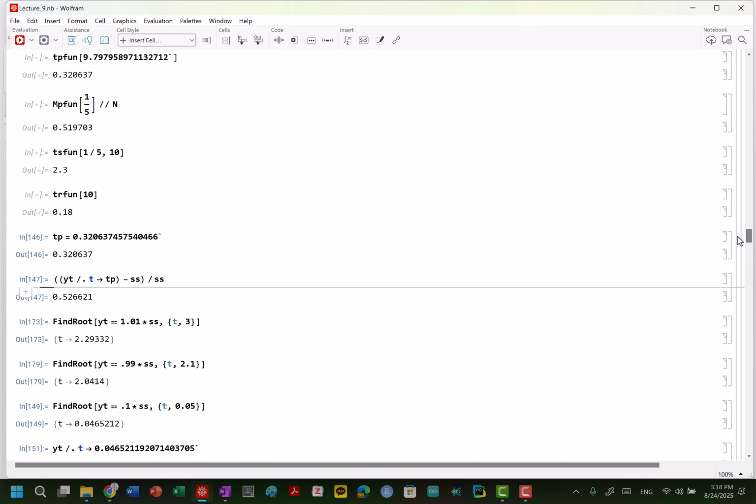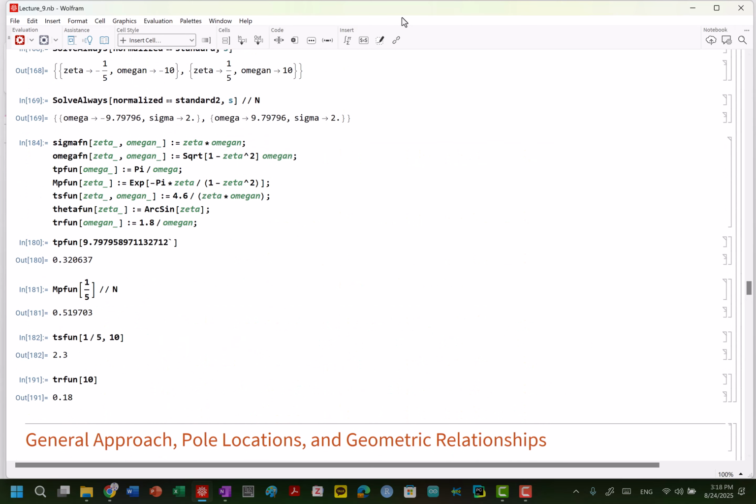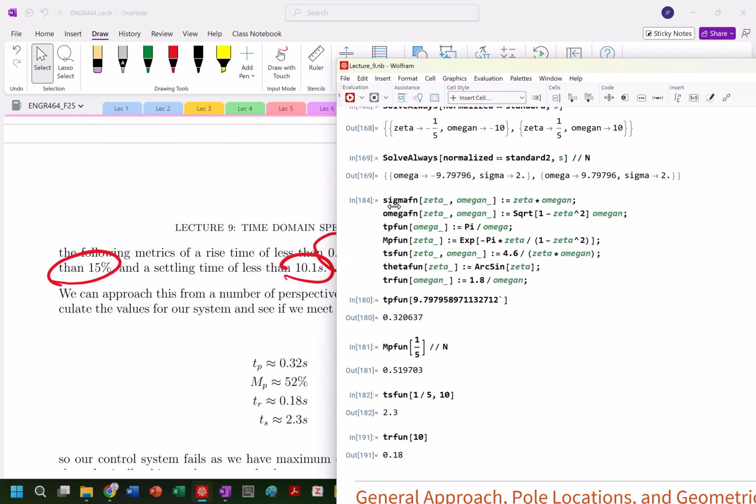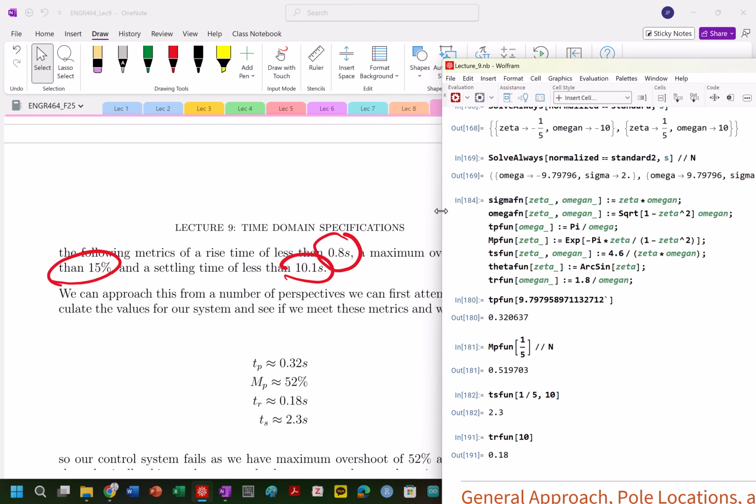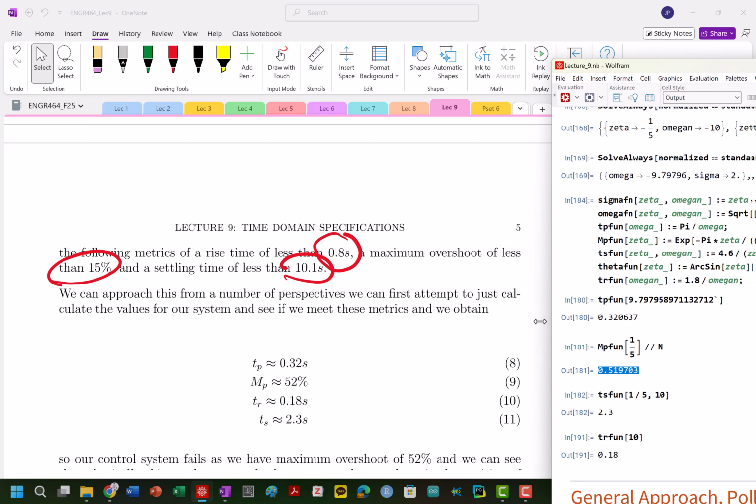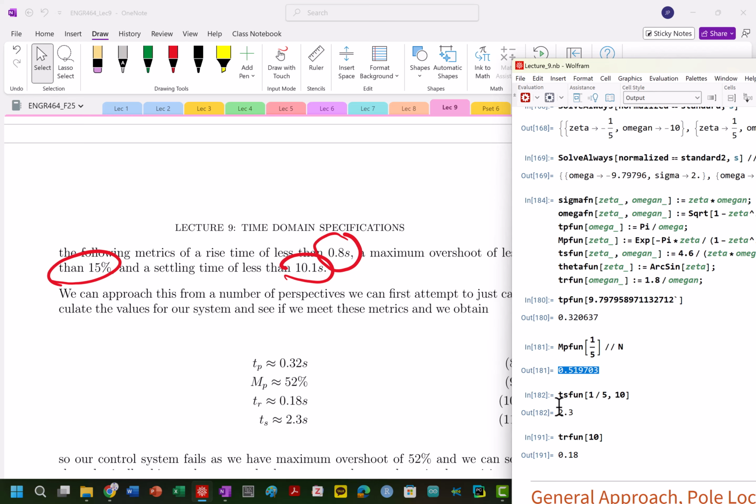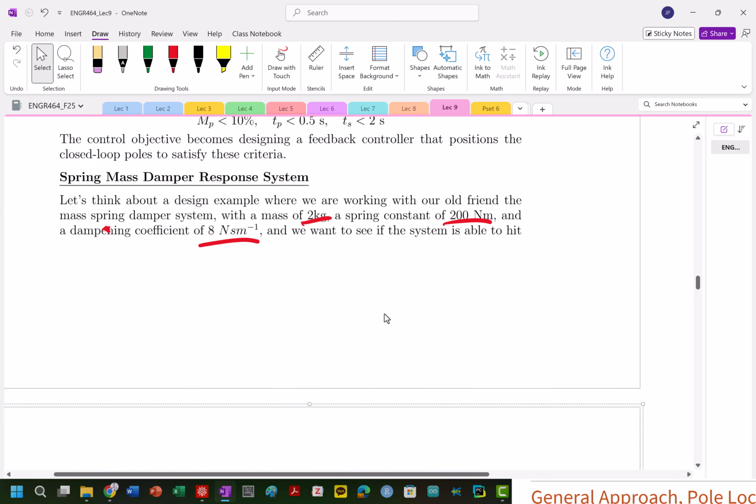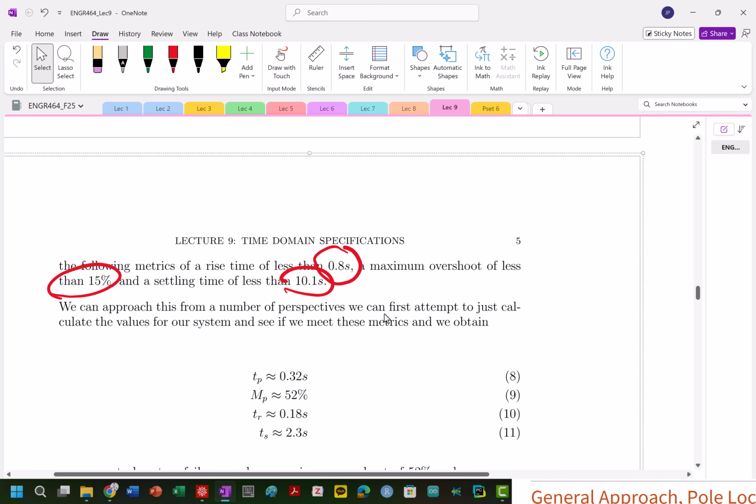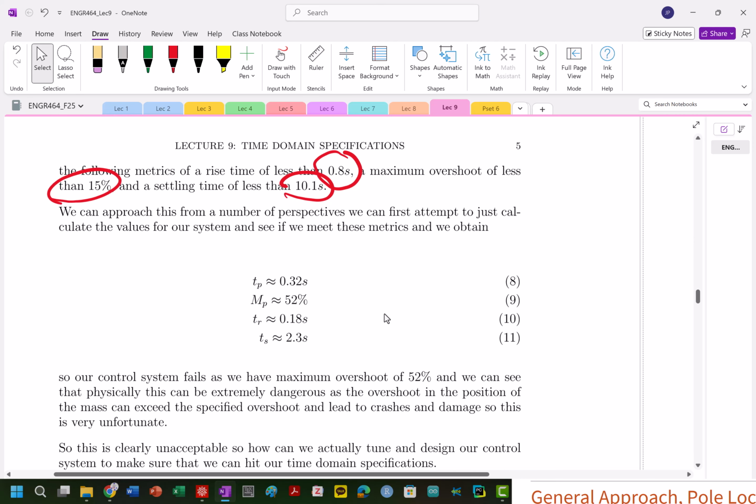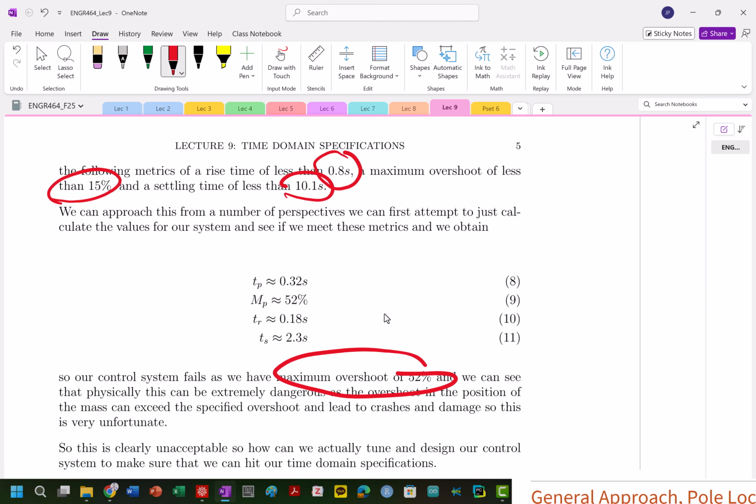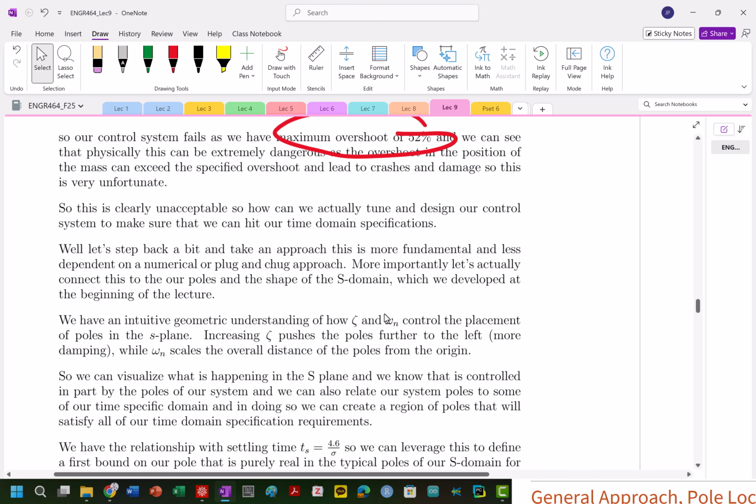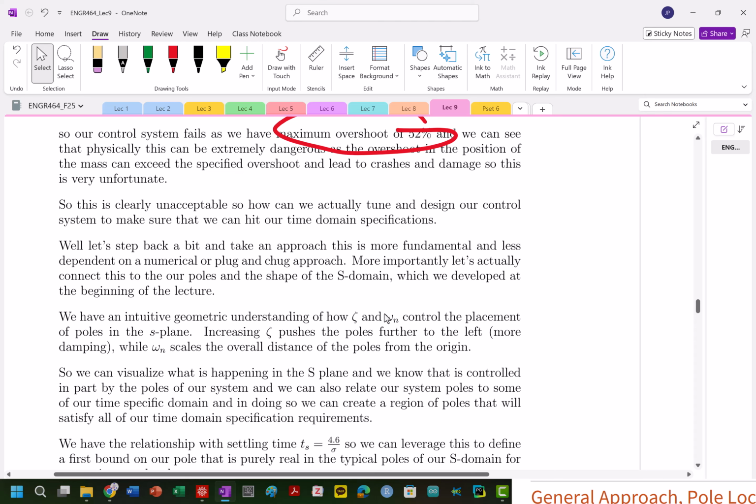But what was the point of all these calculations? Well, it was to make sure we hit those design specs, right? So what were our specs? We need a rise time less than 0.8 seconds. Made it, check mark. Maximum overshoot less than 15. Uh-oh, that's 50%. That's not good. We also want a settling time of less than 10.1 seconds. Oh yeah, we made that, right? So our problem was the maximum overshoot, so we fail this. Overshoots are really bad because you can damage that system. So this is not acceptable.